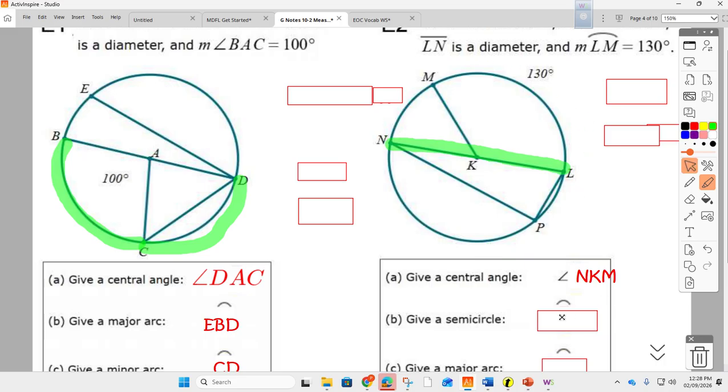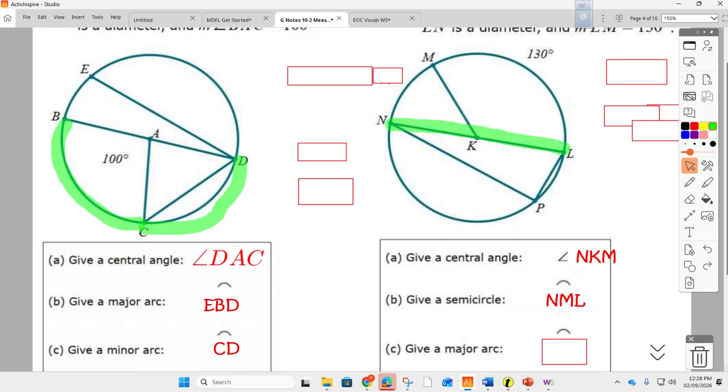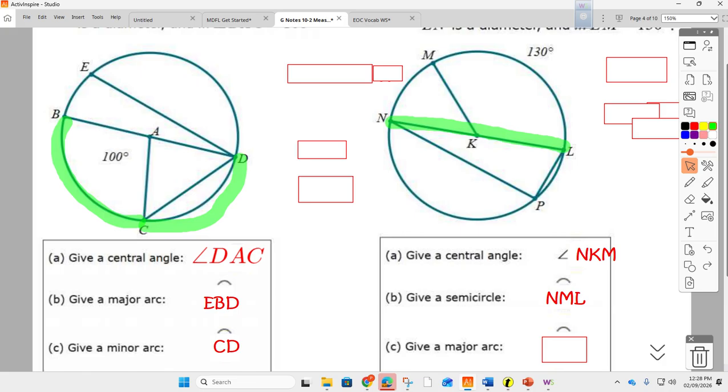Okay. How about a major arc? Gabrielle, can you name a major arc in circle K? Perfect. MNL. So when we go from here, we've already gone 180 degrees, right? So that's 180 plus some more. So that's how we know that that's a major arc. Is that what you said, MNL, Gabrielle? Yeah.